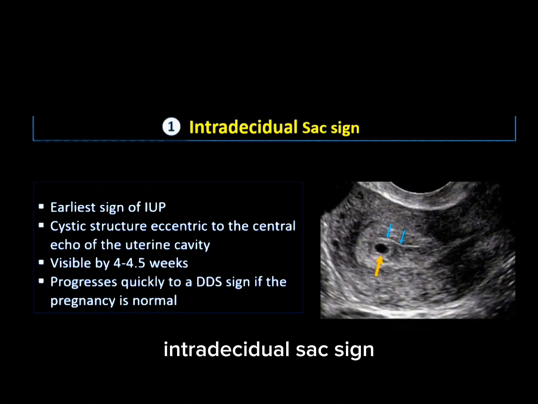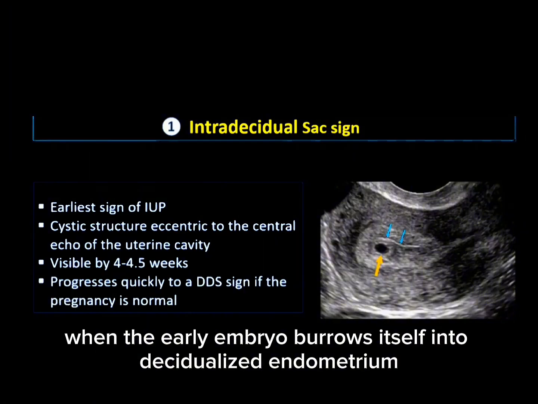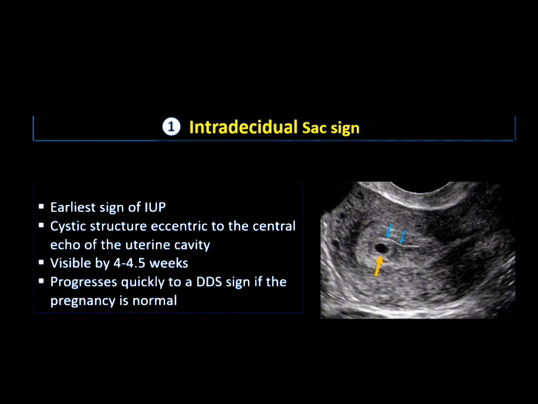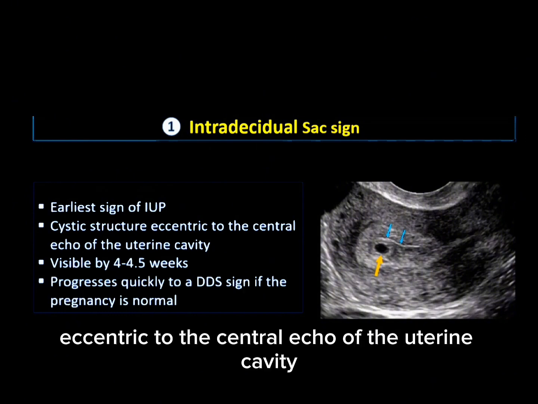Intradecidual sac sign. Intradecidual sac sign is the earliest sign of intrauterine pregnancy. It is seen at the time of implantation when the early embryo burrows itself into decidualized endometrium. It is seen as a spherical, cystic structure eccentric to the central echo of the uterine cavity.